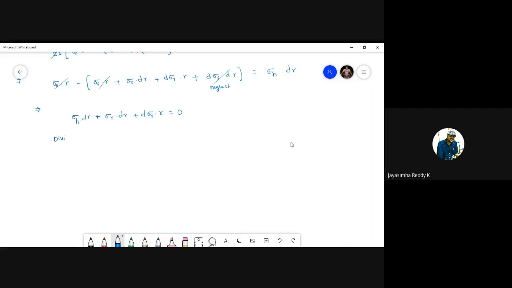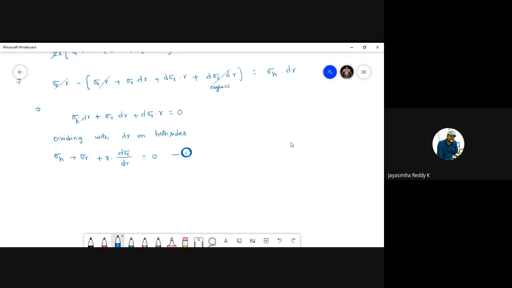All of you please concentrate and follow carefully. Dividing with dr on both sides, what will we get, students? Sigma H plus sigma R, dr will be going, right, plus R into d sigma R by dr is equal to 0. Is it clear? Now let me take this as equation number 1, students.